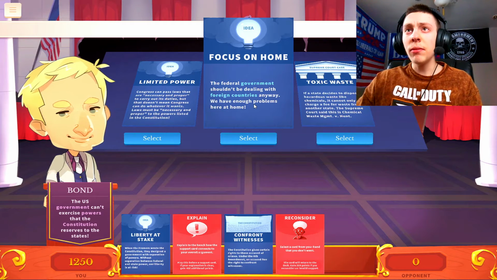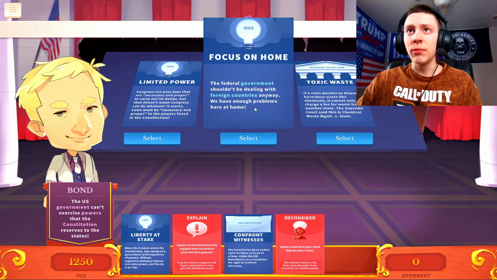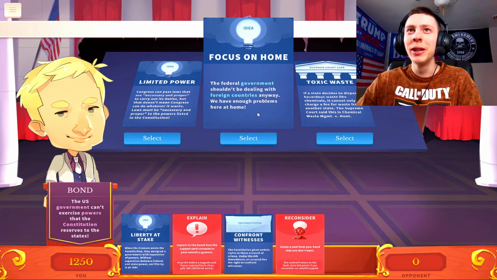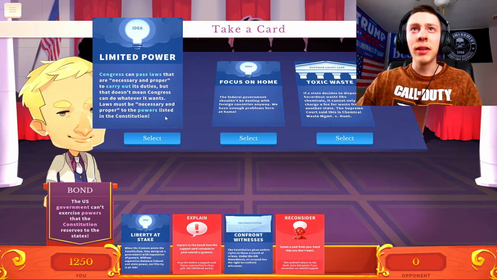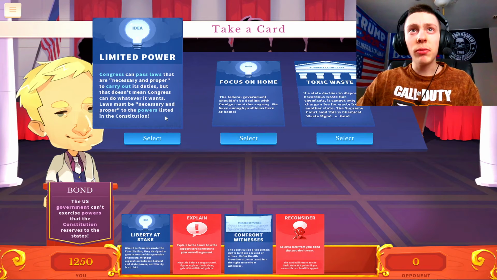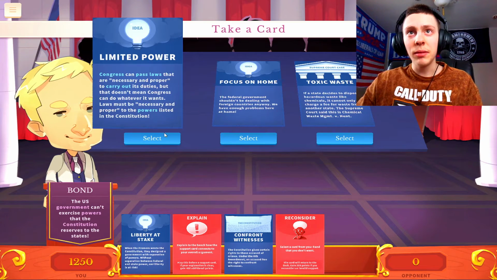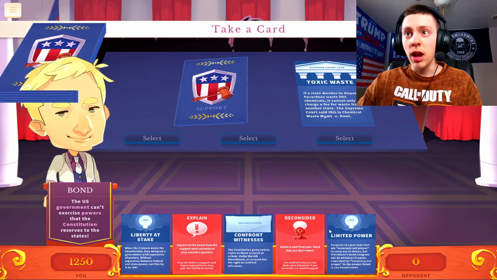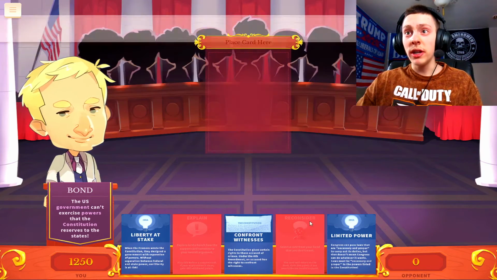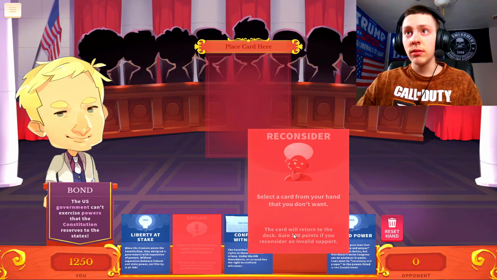No, the federal government shouldn't be dealing with foreign countries anyway. We have enough problems here at home. Oh, no. Okay, so this is a good one. Congress can pass laws that are necessary and proper to carry out its duties, but that doesn't mean Congress can do whatever it wants. Laws must be necessary and proper to the powers listed in the Constitution. Limited power. There we go. Limited power is genius. Oh, can I only do one action card at a time?